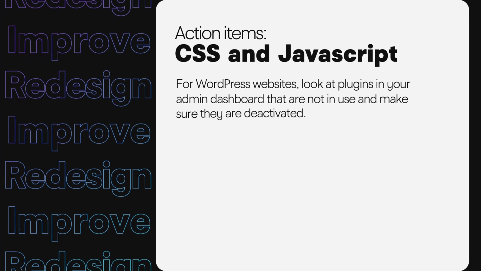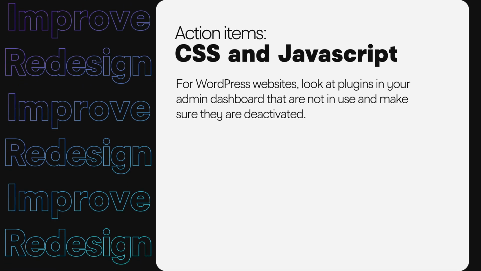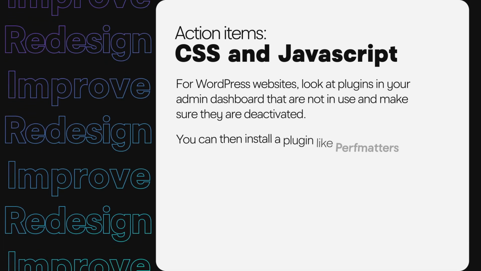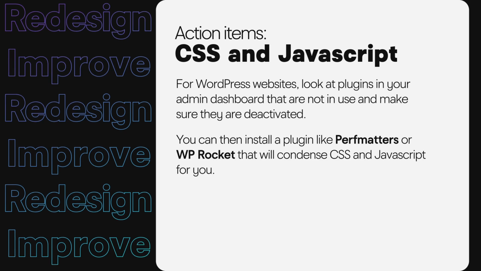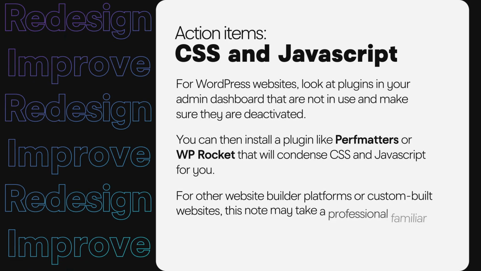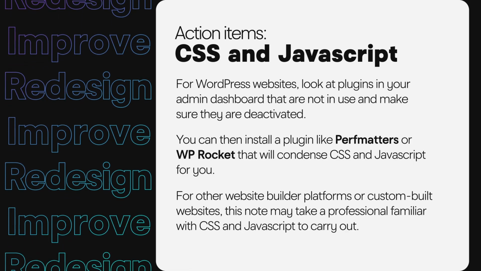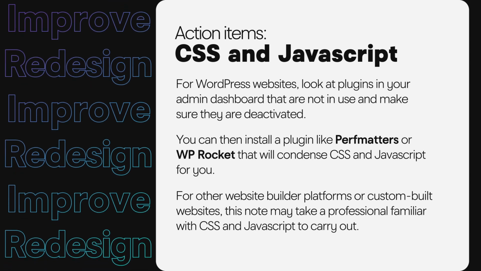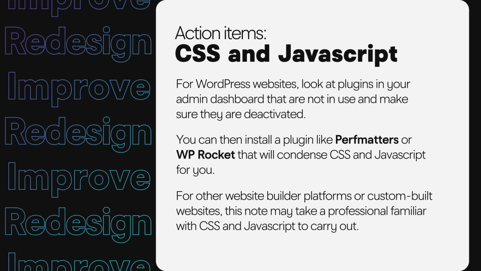A common note is unused CSS and JavaScript, as well as minimizing main thread work. If you are a WordPress website, look at plugins in your admin dashboard that are not in use and make sure they are deactivated. You can then install a plugin like Perf Matters or WP Rocket that will condense CSS and JavaScript for you, making your website load faster by minimizing that main thread work. If you're on another website builder platform or have a custom-built website, this note may take a professional familiar with CSS and JavaScript to carry out.